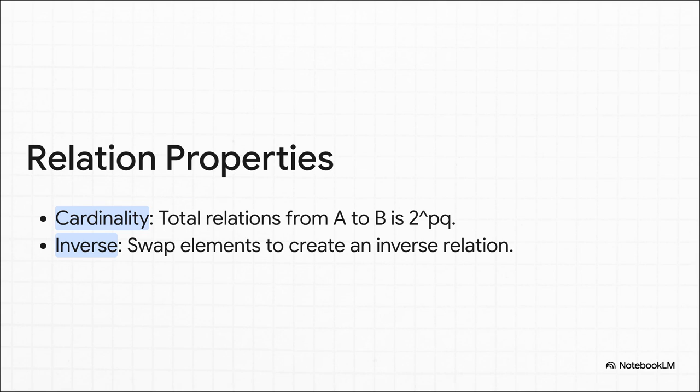Well, we calculate that using cardinality. If set A has P elements and set B has Q elements, the total number of possible relations is a massive 2 to the power of P times Q. I mean, it scales up incredibly fast.